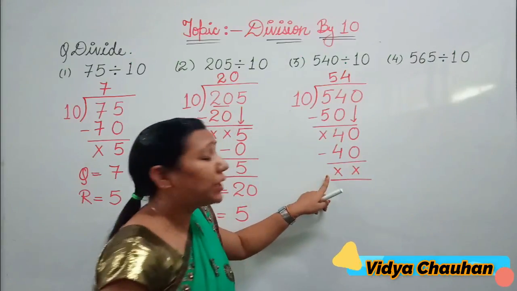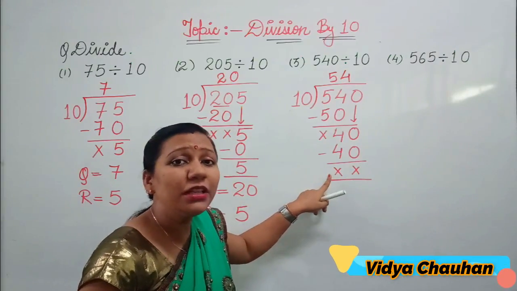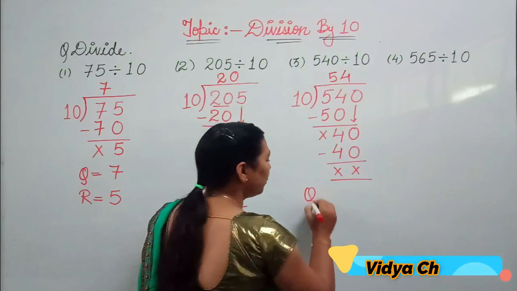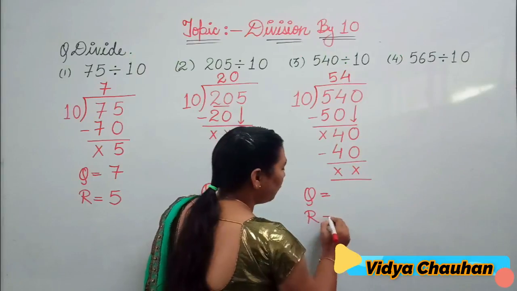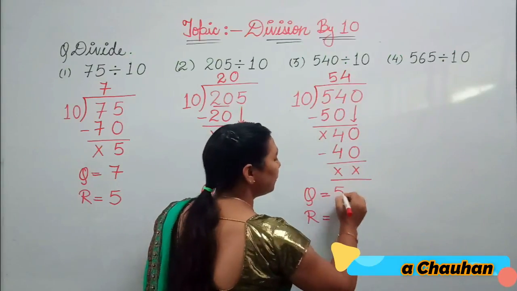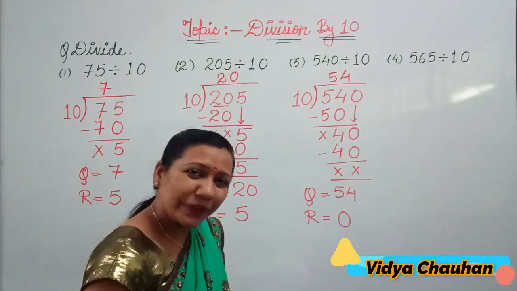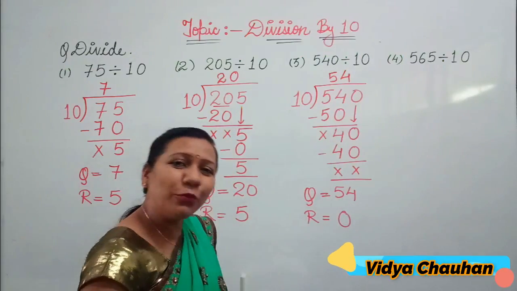Now here as you can see our division is a complete division and the remainder is 0. So it's time to write its quotient and remainder. What is our quotient? Our quotient is 54 and remainder is 0. Clear, children? Taking one more part.